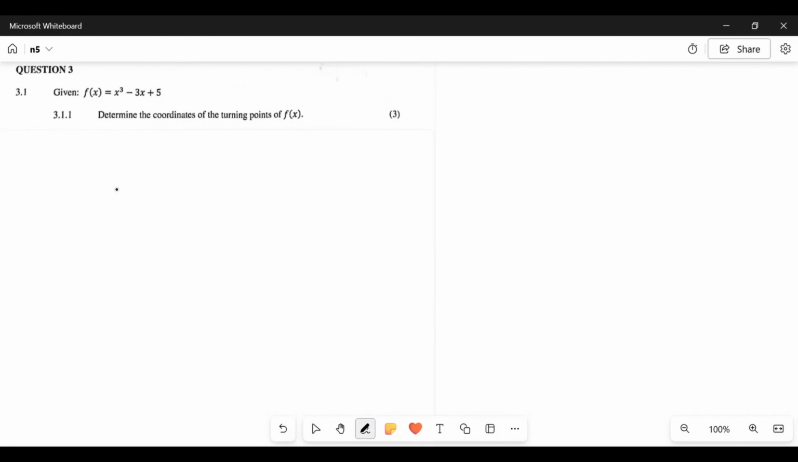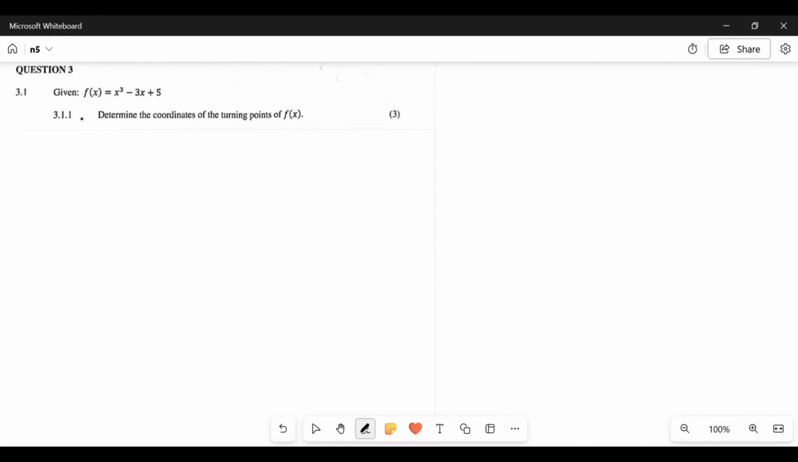All right, here's our question 3.1. 3.1 also has question 3.1.1. So let's look at this question. First of all, we are given the following function: f of x is equal to x cubed minus 3x plus 5. So this is the function that we'll be working with in 3.1.